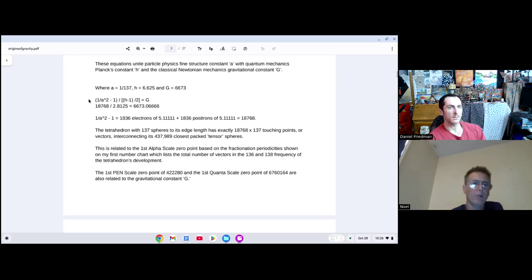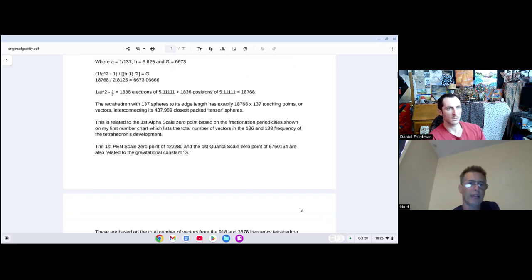So we have 1 divided by the fine structure constant to the second power, minus 1, is 18,768. When we divide that by (6.625 minus 1) divided by 2, which is 2.8125, that gives us 6673, which is the gravitational constant. Now, 1/A squared minus 1 is equal to 18,768, which is equal to this number: 1836 electrons of 5.11, plus 1836 electrons. We'll remember the 1 to 1836 ratio.